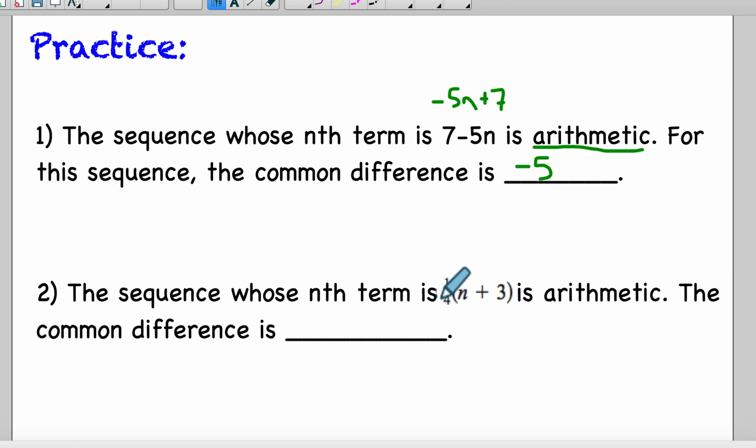This sequence whose nth term is 1/4 n plus 3. Again, it doesn't look like a line, but if I distribute out the 1/4, I can think of it that way. So I see it in mx plus b form, 1/4 n plus 3/4, but that number doesn't really matter that much. But you can see here the common difference would be the slope, and the slope would be 1/4, which just means each number would be 1/4 bigger than the prior term. And that's it.